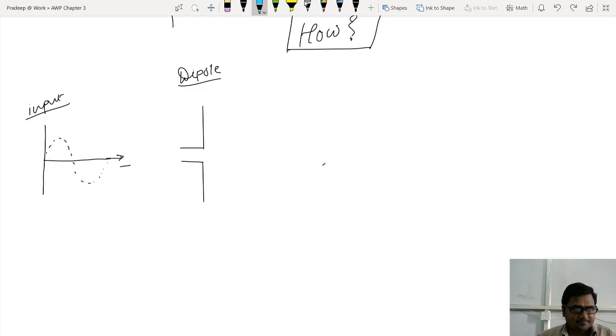Let me change the pen. If this is 0, this is T by 2, and this is T, then how much is this? It is T divided by 4. And now the input is increasing. Look at this, the input is increasing. This is the positive arm and this is the negative arm of a dipole, whatever word you use. Now what will happen in that case?